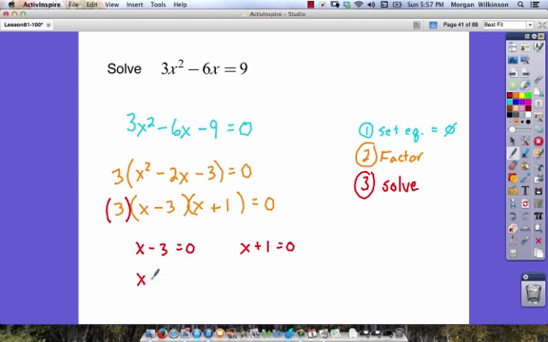So for the first one, x must equal 3, because 3 minus 3 equals 0. And for the second one, x must equal negative 1, because negative 1 plus 1 equals 0. And we found our answer. I should say, we found our answers, because we have two of them. And that's exactly correct. And we know we should have two of them, because this has a degree of 2. It's x to the second power.